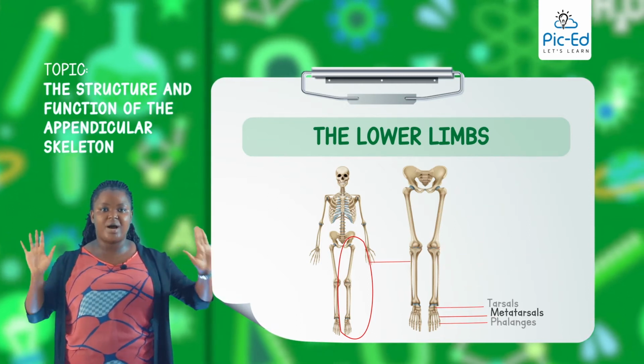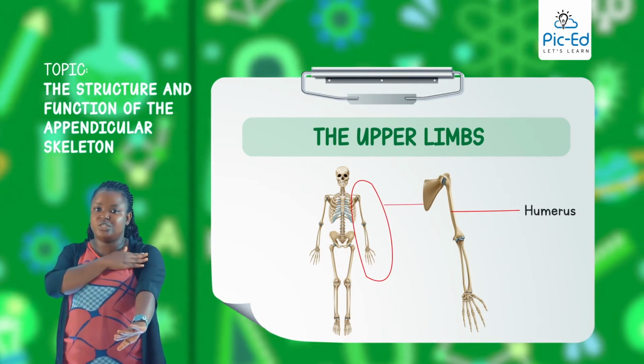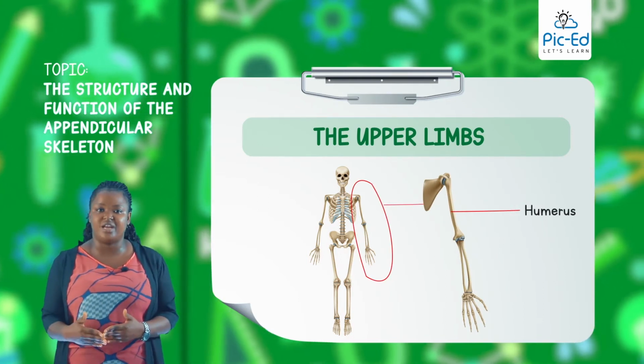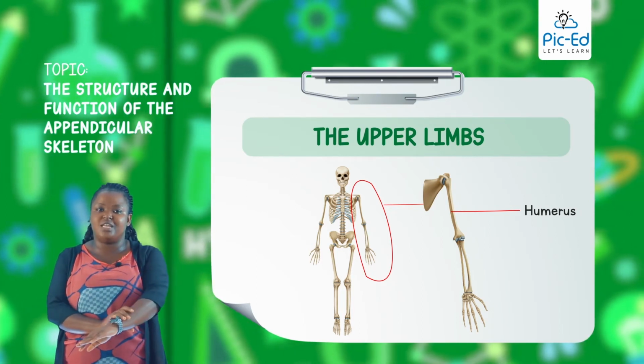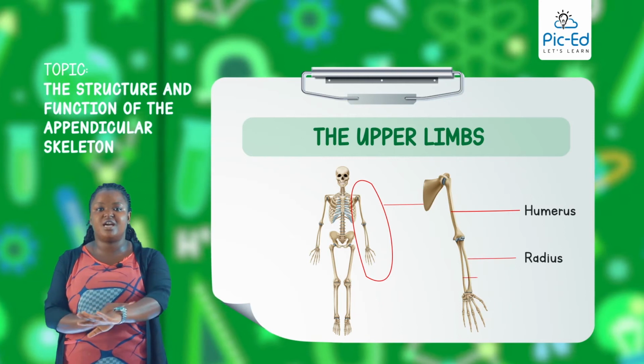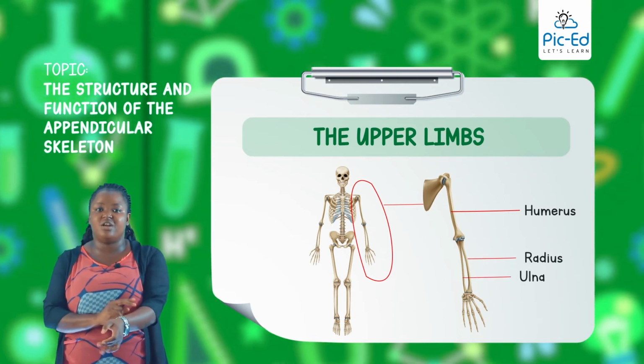Within the upper limb, we have said we have the humerus bone, which is long, but not longer than the femur bone in the thigh region. Beneath the humerus bone in the upper limb, we have the radius and the ulna, the ulna bone being longer than the radius.